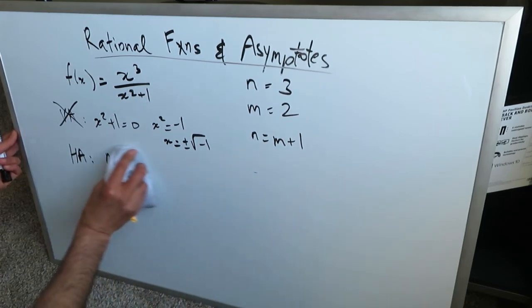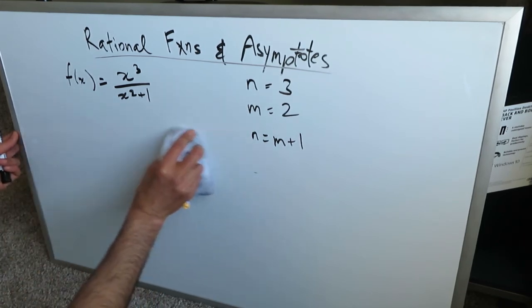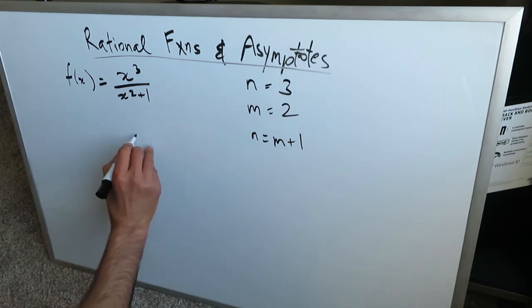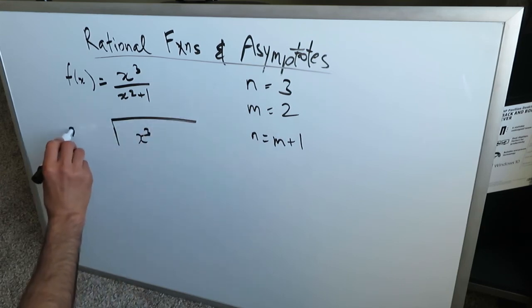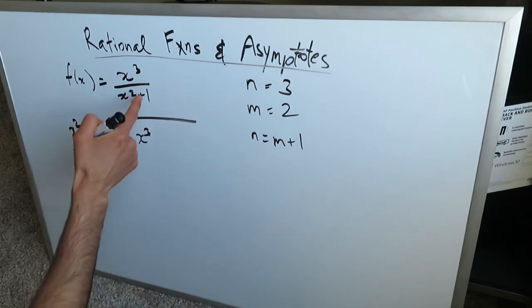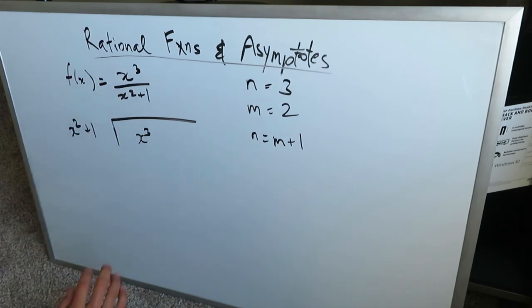I will erase this part over here, the vertical and horizontal asymptotes, because we've established there are no vertical and horizontal asymptotes. And let's do the long division. Long division process is easy. You write the denominator comes out, the numerator goes in.